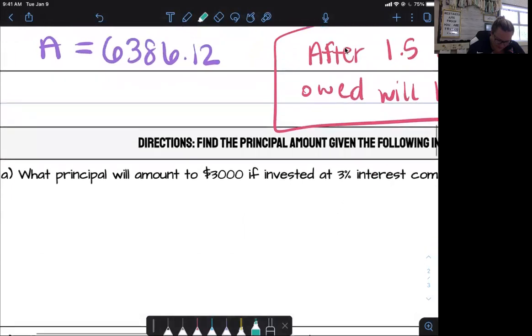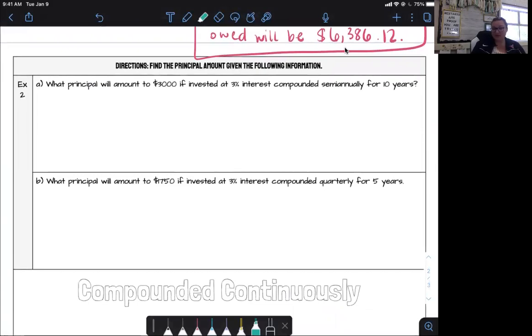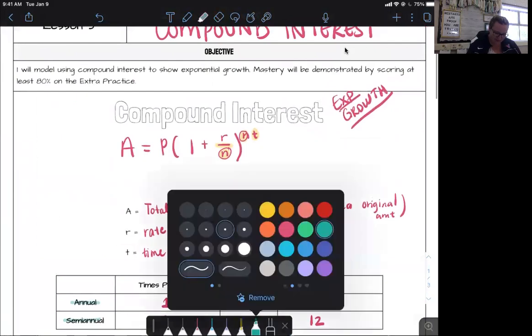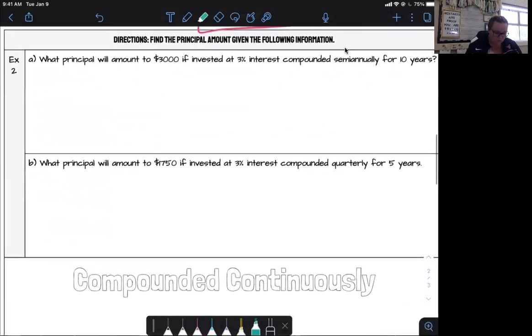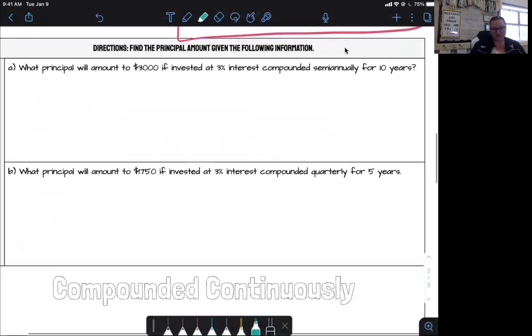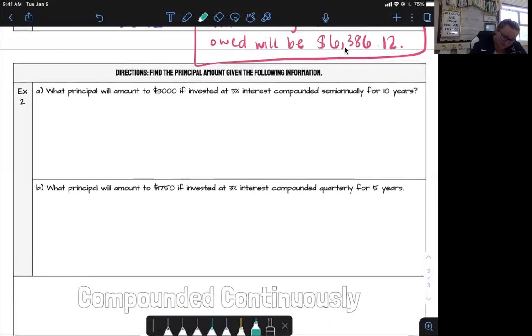Okay, so now we're going to do something a little different though. We're going to find the principal amount given the new total. So this time, instead of finding A in our equation, we're going to be looking for the original amount, the initial amount. Okay, so what principal will amount to $3,000 if invested at 3% interest compounded semi-annually for 10 years? So the important info here is we have $3,000 for our new amount, 3% interest compounded semi-annually in 10 years.